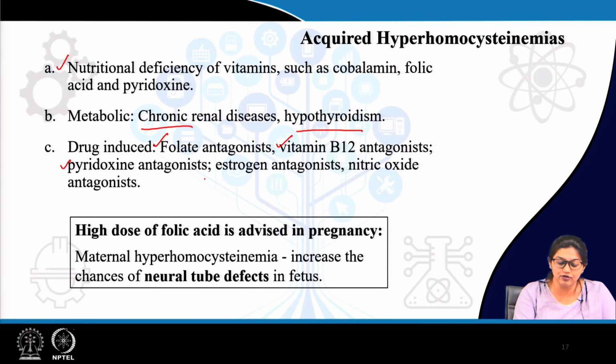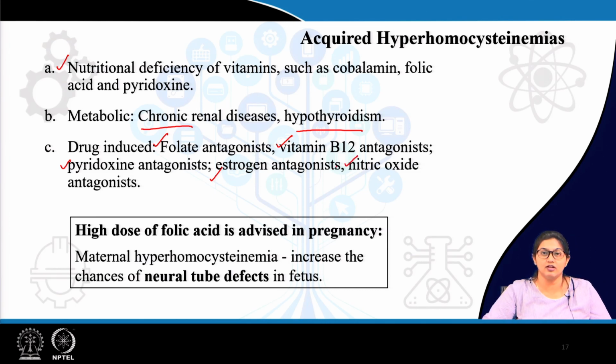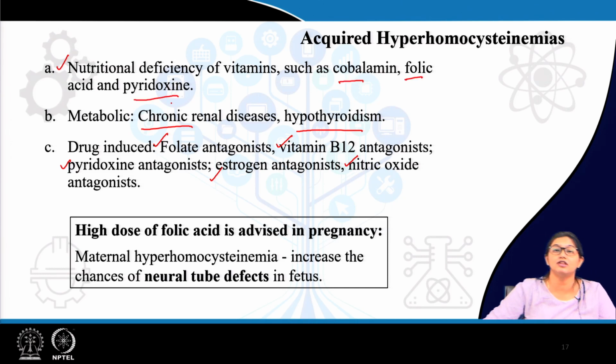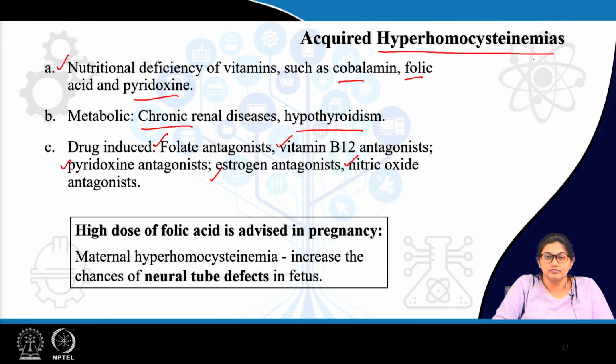Then estrogen antagonists also cause hyperhomocystinemia. Nitric oxide antagonists also cause hyperhomocystinemia. So, all these vitamins, remember cobalamin, folic acid and pyridoxine, were required, if you remember, for homocysteine to methionine formation. Their deficiency will hamper the methionine synthesis from homocysteine, which will give rise to an increased homocysteine level in blood, causing hyperhomocystinemia.